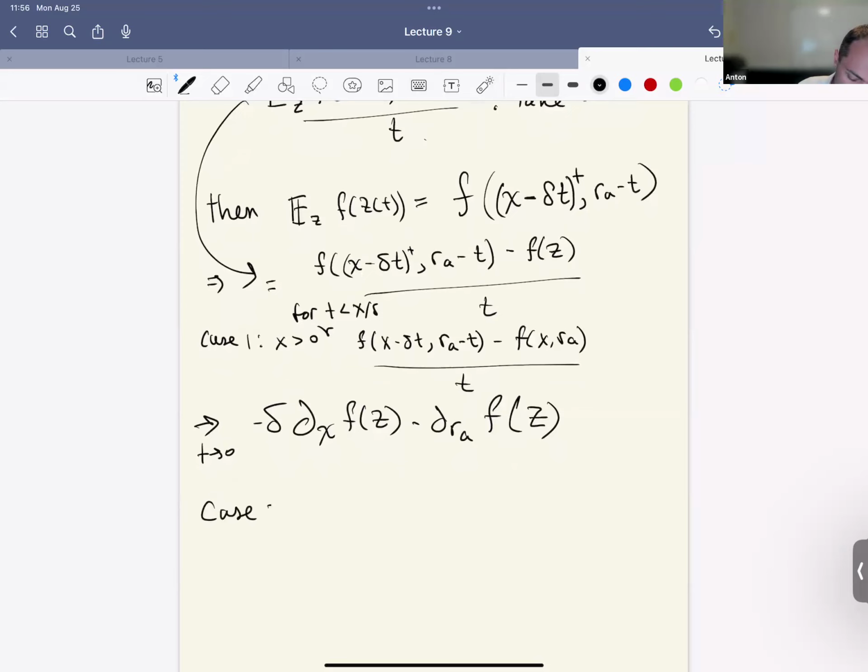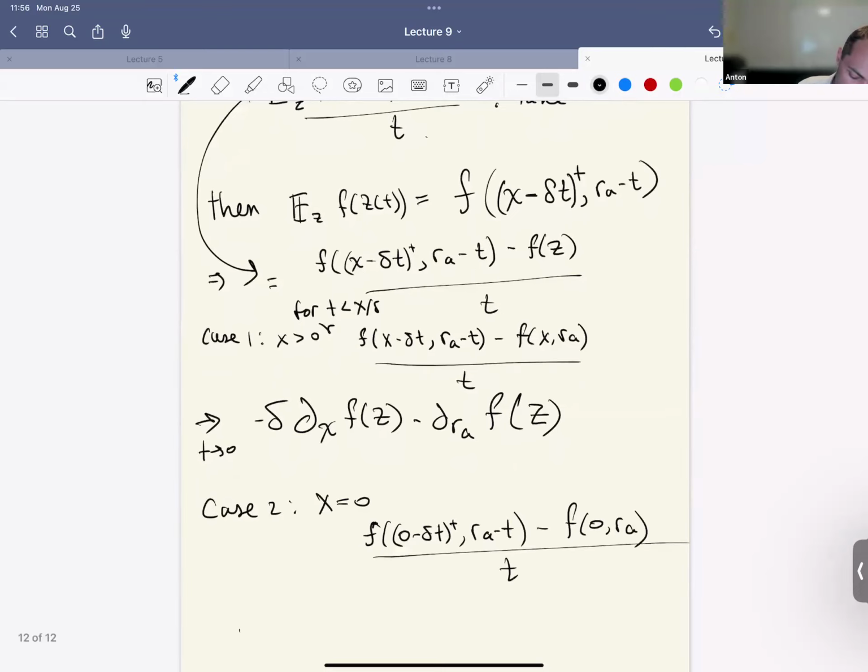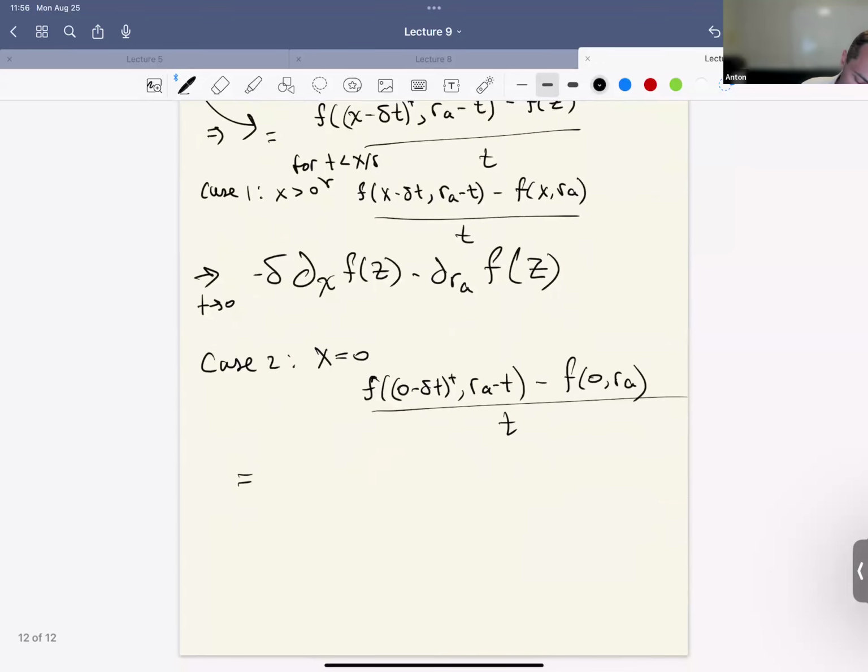If we have case 2, x equals 0, basically it's a lot simpler. And we have f of 0 minus delta t, positive part, comma, residual arrival minus t, minus f of 0, residual arrival. So the server is already idling. And then this equals, there is no change with respect to the first coordinate, and there is a change with respect to the second coordinate.